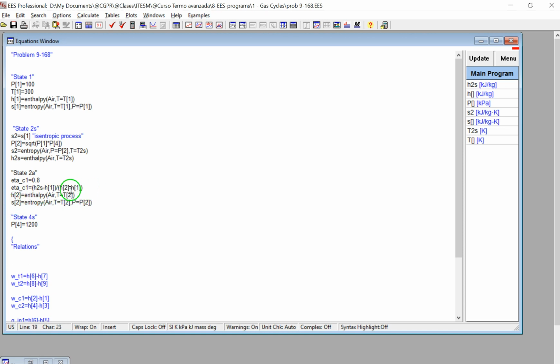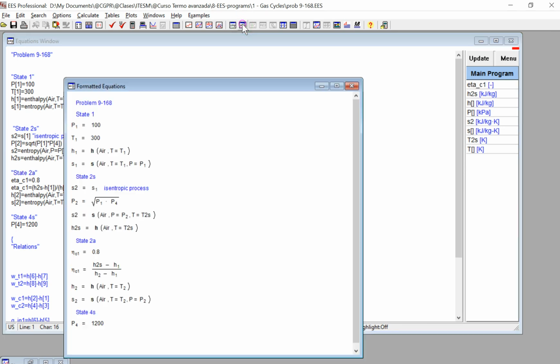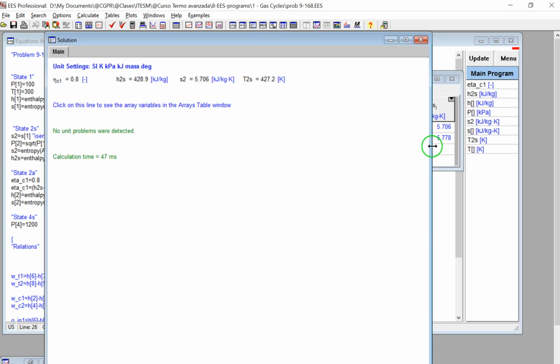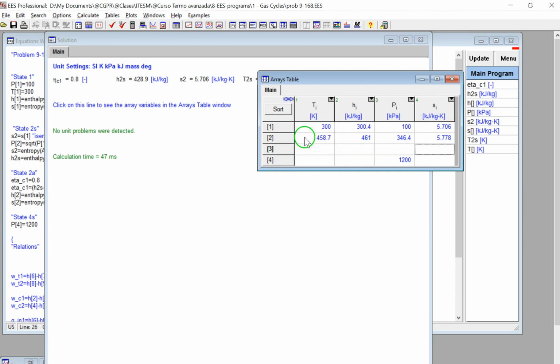This could be difficult to read because you have parentheses and operation signs. So if you want to check that it's well written, I can press formatted equations or F10, and I have it the way I would write it. Right? So I check that it's effectively H2S minus H1 over H2A minus H1. This is the way it shows with brackets. So I am okay. If I press F2, it should solve it. And if I go to my array table, I notice that state 2 is completely defined.